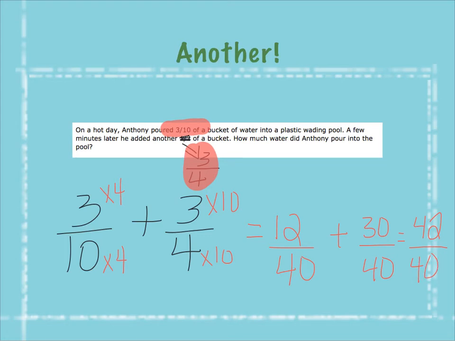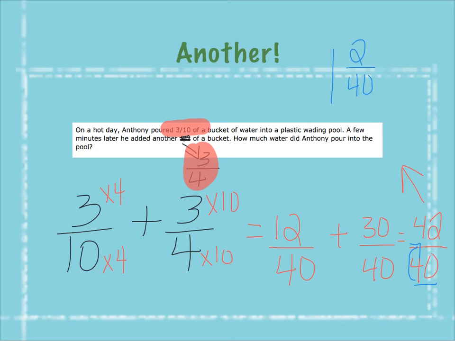Oh, I know what you're thinking. 42/40ths is a fraction greater than 1. So we have to change this into a mixed number. All right, 42/40ths. How many times can 40 go into 42? Well, it goes in one whole time. How many do I have left over? 2. And my denominator is 40.